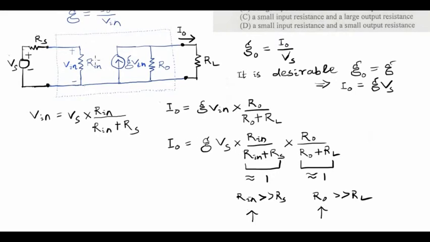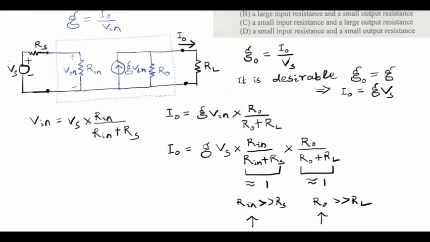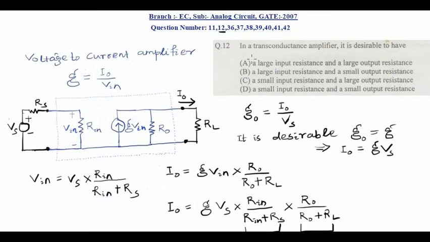That is, for a good transconductance amplifier, the input resistance should be high as well as the output resistance should be high. So if we see among the options, A should be the answer. That is, it should have a large input resistance and a large output resistance.